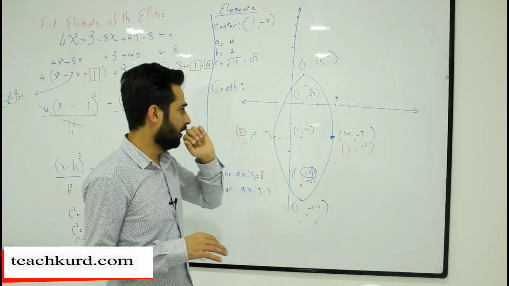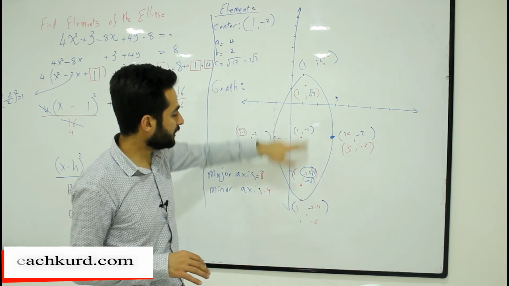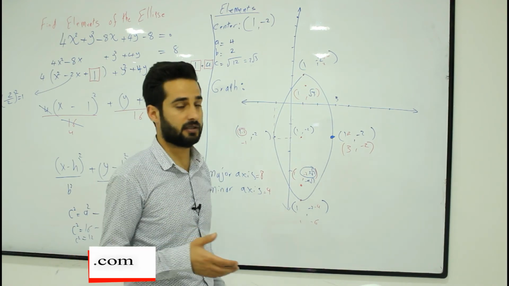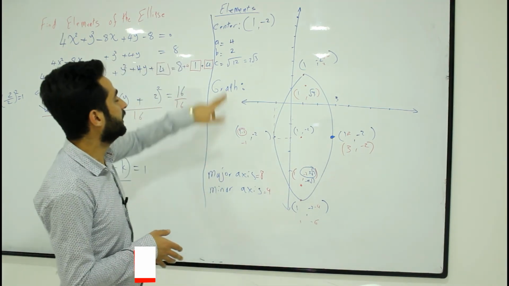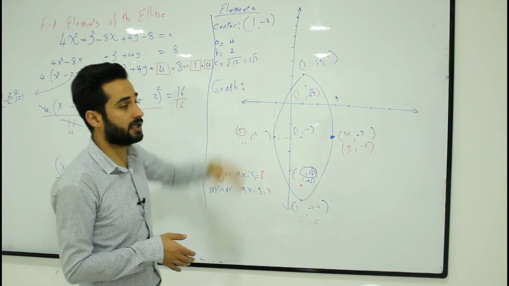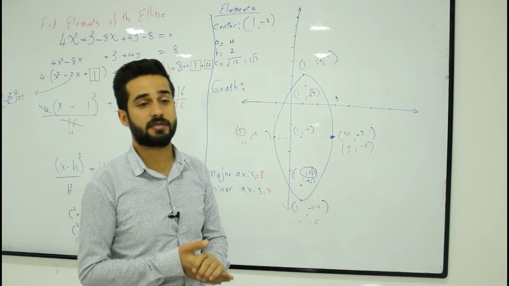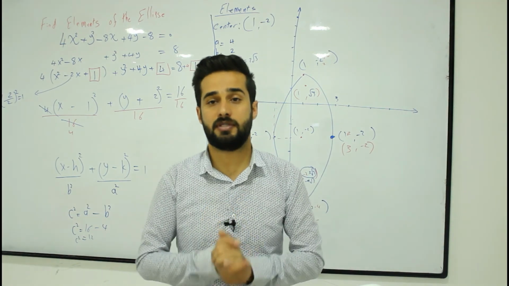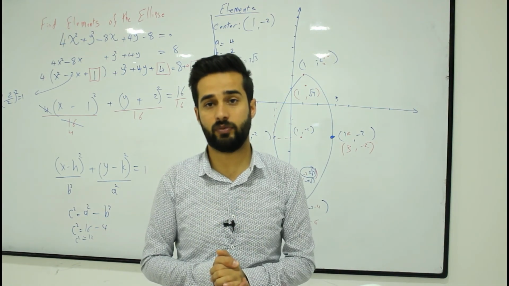Even if they ask you about the distance between the foci, you can tell him or her to multiply 2 square root of 3, and it becomes 4 square root of 3. I hope you students understand this very well.